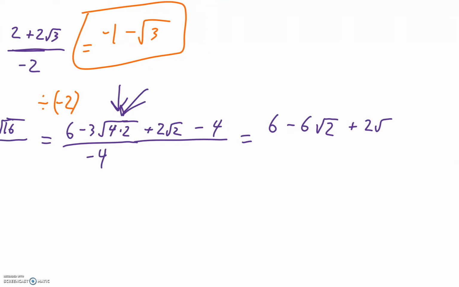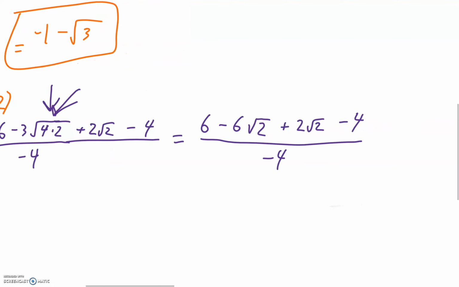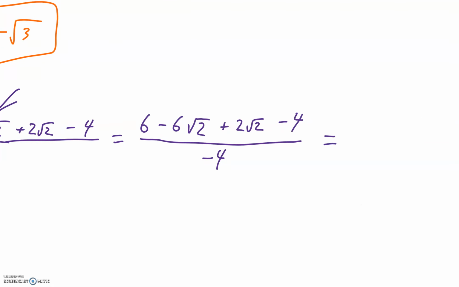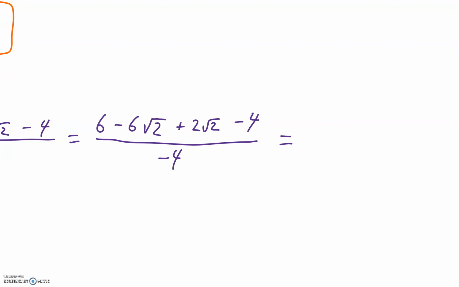Okay, and then 2 root 2. We're going to be able to add those 2 together shortly. And then minus 4 over minus 4. Okay, and we can add the similar terms together. So 6 minus 4 is 2, plus 6, or negative 6 plus 2, so negative 4 root 2, and then we have a negative 4 on the bottom.